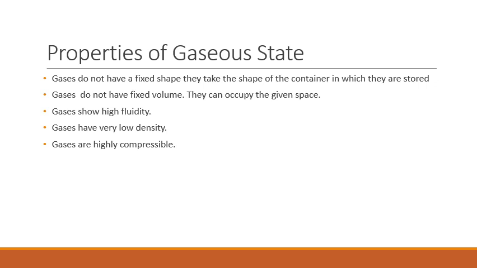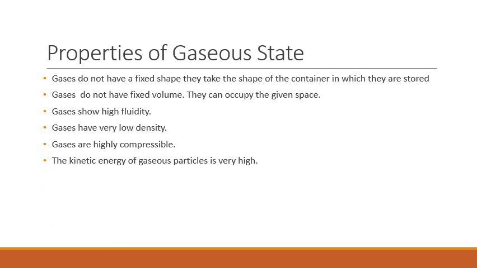Gases are highly compressible because the particles of gases are far apart from each other under normal conditions. So when pressure is applied, these particles get accommodated in these gaps and hence we can compress the gas particles. And that's why we can get compressed natural gas, which is obtained by compressing the gases at very high pressure.